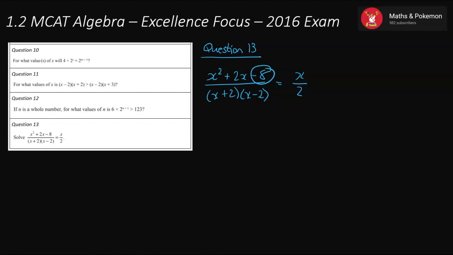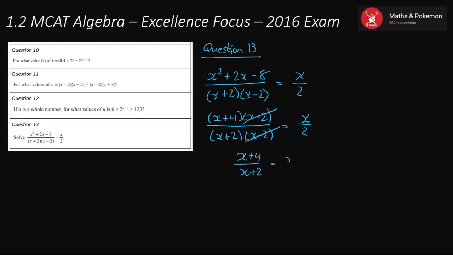So what adds to 2 and multiplies to negative 8? That's going to be positive 4 and negative 2. So they're going to be my brackets. So x plus 4, x minus 2 over x plus 2, no, x minus 2, and that should be equal to x over 2. And I like this because I've got the same bracket on the numerator and the denominator, so they're going to cancel out. x plus 4 over x plus 2 is equal to x over 2.